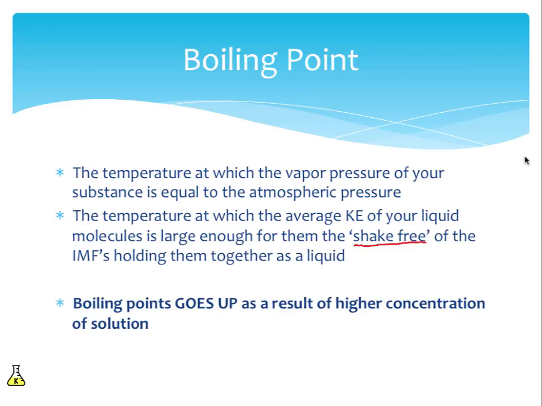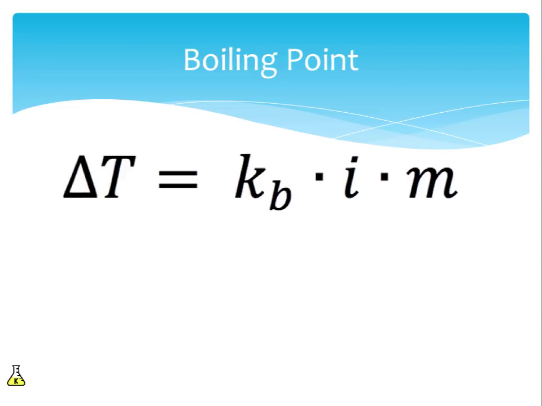In short, what we can say here, and this is our key point on the slide, is that boiling point is going to go up as a result of higher concentration solutions. So the more and more stuff we dissolve in our solvent, the higher our boiling point will be. We refer to this phenomenon as boiling point elevation.